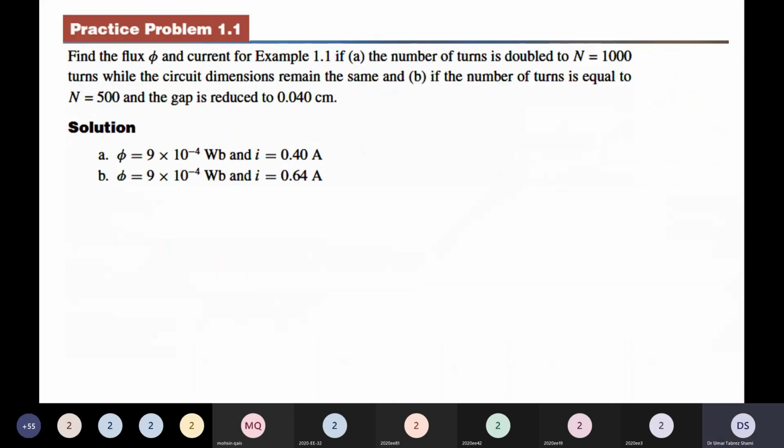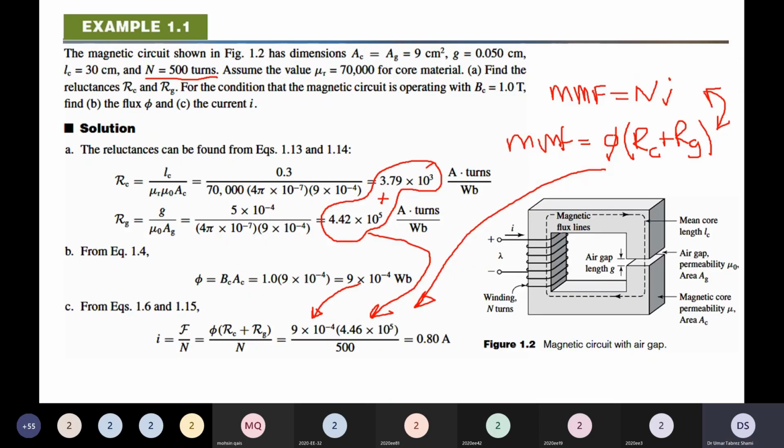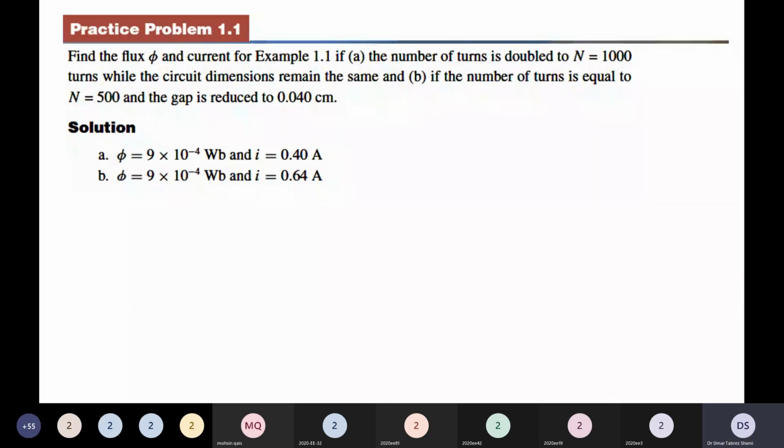Okay, so now let us proceed. This is practice problem 1.1. It is based on example 1.1. I would like the students to perform practice 1.1 on their own during their free time. I will now proceed to the next slide.